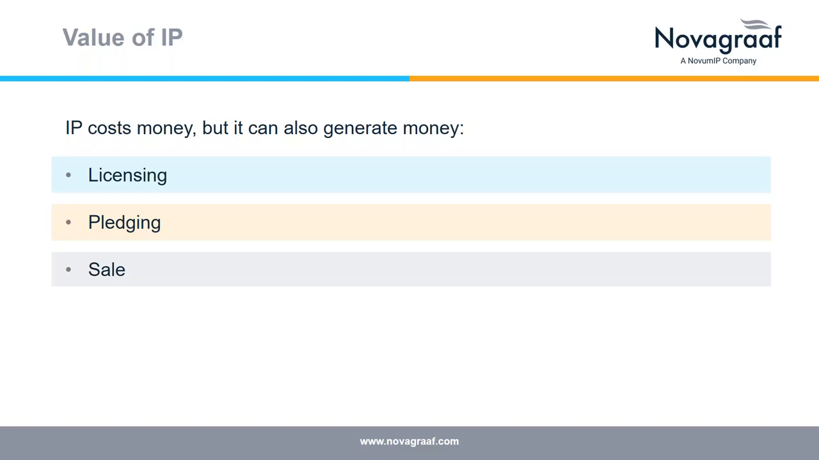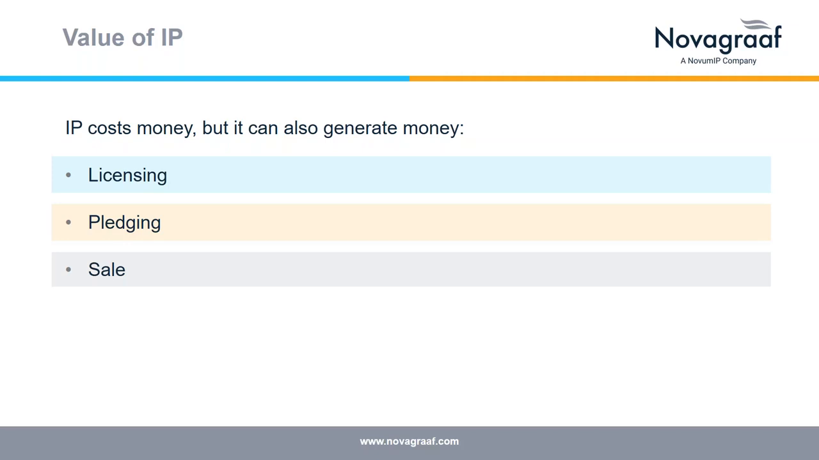As concerns the value of IP, IP, of course, costs money. The registration, the enforcement, the protection, everything costs money, but it can also generate money. Now, these are examples how you can literally generate money from your IP. You can, of course, license your patents or your trademarks.